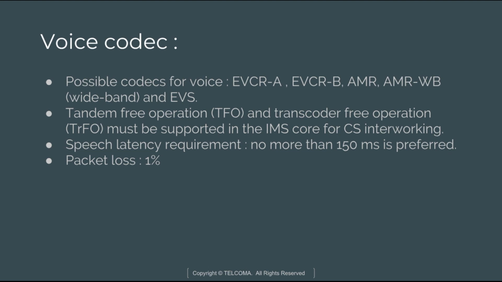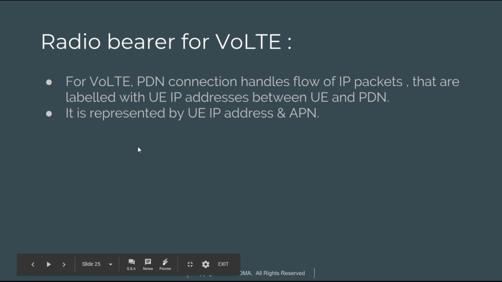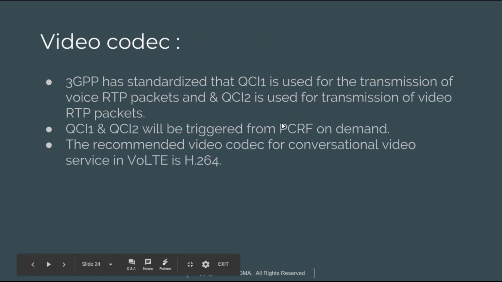Coming to the video codec, in video codec we are recommended one, which is H.264. Here 3GPP has standardized QCI 1 for transmission of voice RTP packets and QCI 2 for the video RTP packets. These are triggered by the PCRF on demand.